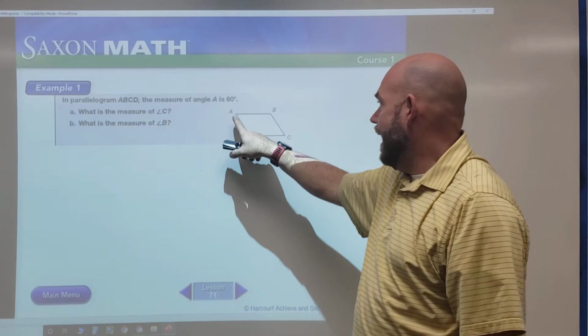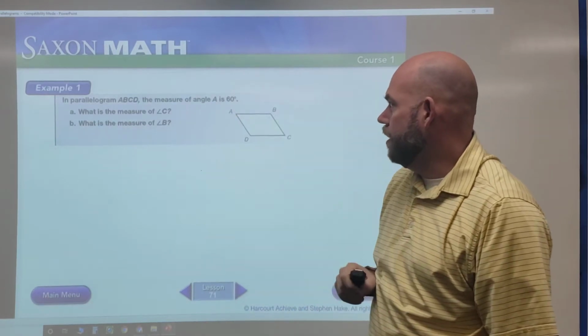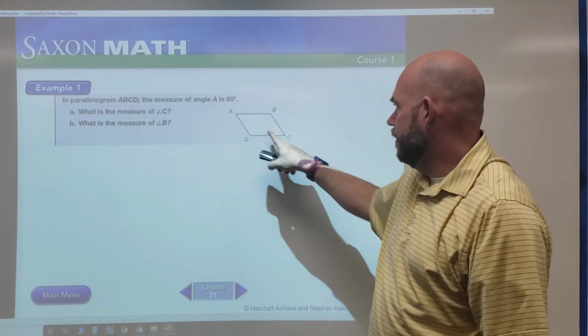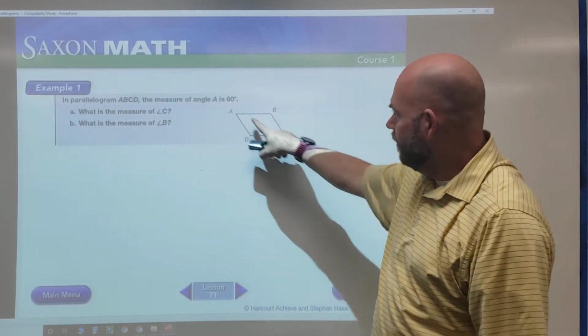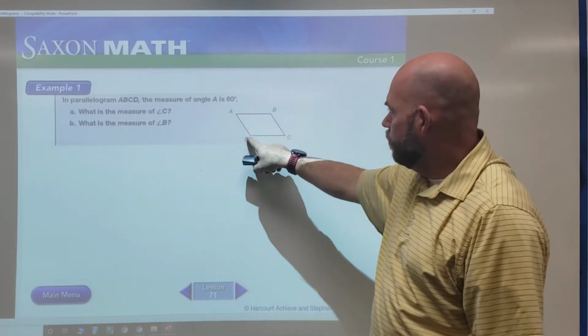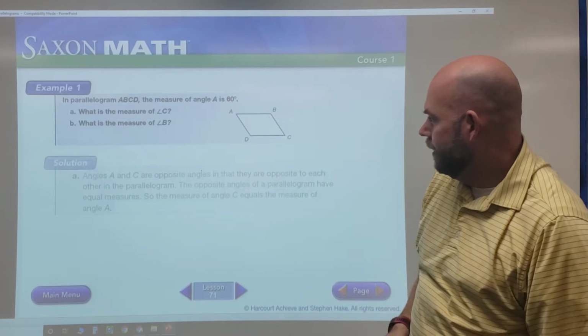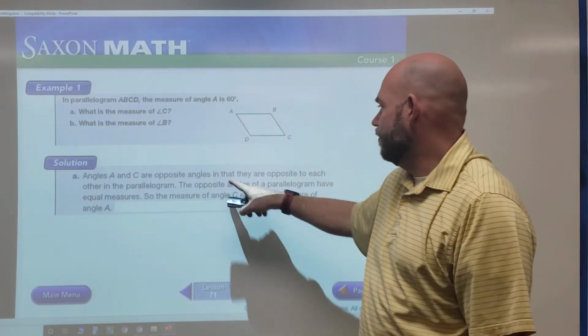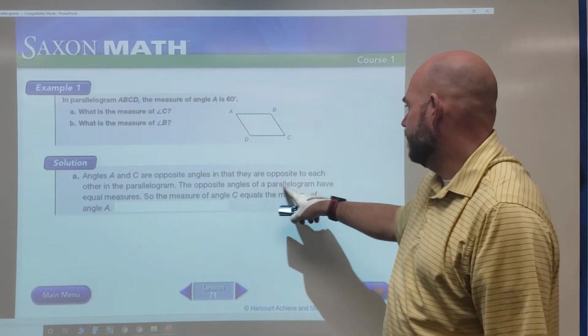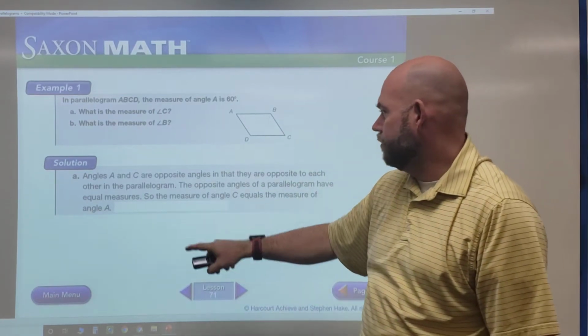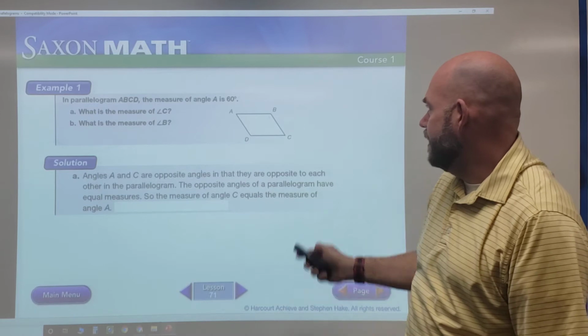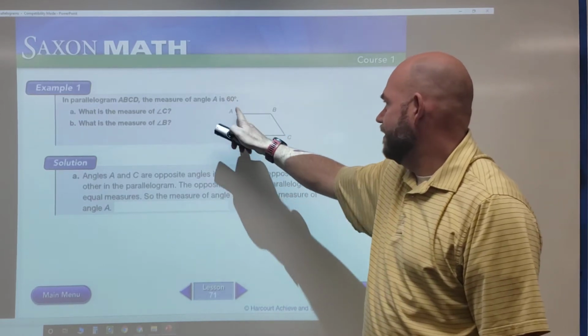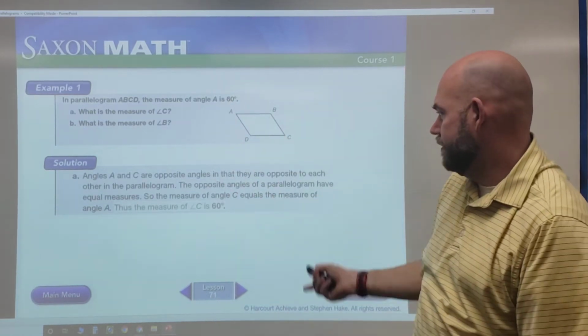The measure of angle A is 60 degrees. So what's the measure of C? Well, if we look at it, they look similar, right? And then these ones look similar. Well, that's because they are. In parallelograms, opposite angles are exactly the same. So the opposite angles of a parallelogram have equal measures. That means that if A is 60 degrees, C is also going to be 60 degrees.